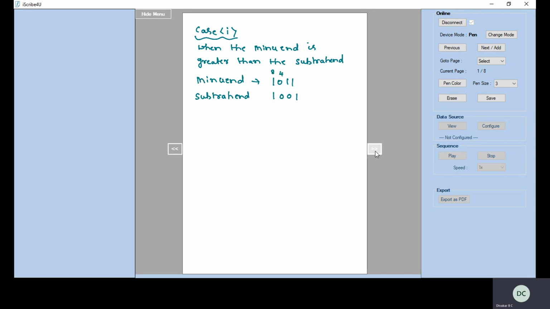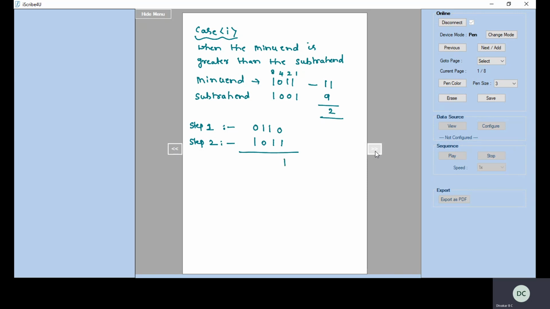So this is 8421. So 8 plus 2, 10 plus 1 is 11, and this is 9. So 11 minus 9 is 2. So you can cross verify the answer. The first step is step 1. Take the ones complement of the subtrahend. The ones complement of the subtrahend is 0110. Next, step 2. Add this result with the minuend. The minuend is 1011.